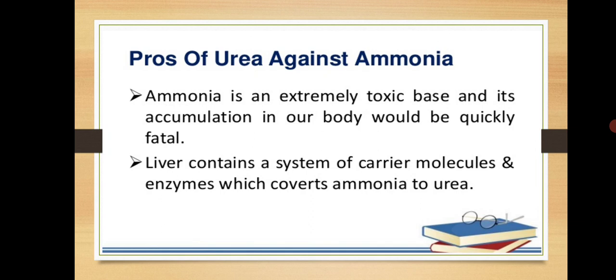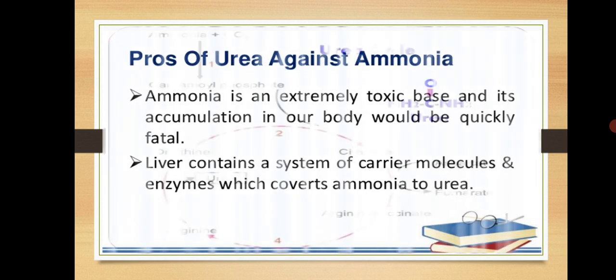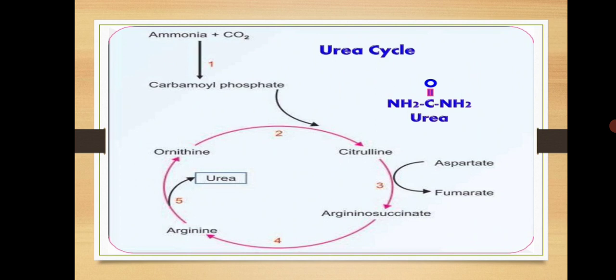And why does this process take place in the liver? It contains carrier molecules and enzymes which help to convert this toxic ammonia into a less toxic form, called urea. If we see the overview of this cycle, ammonia is combined with carbon dioxide to form carbamyl phosphate. This process takes place in the mitochondria.